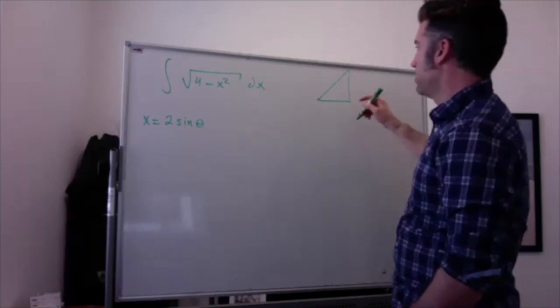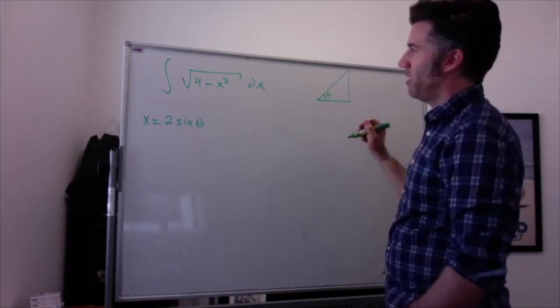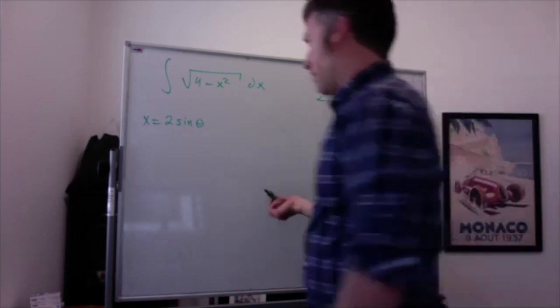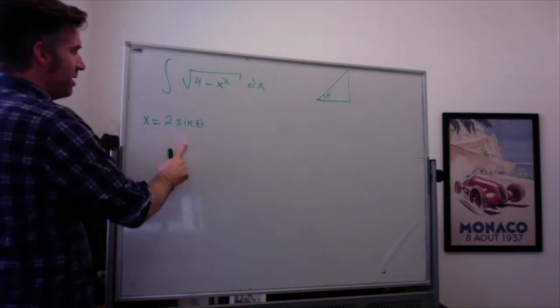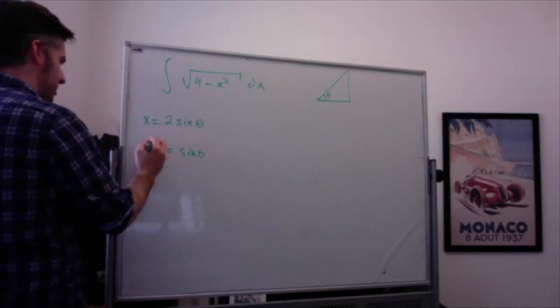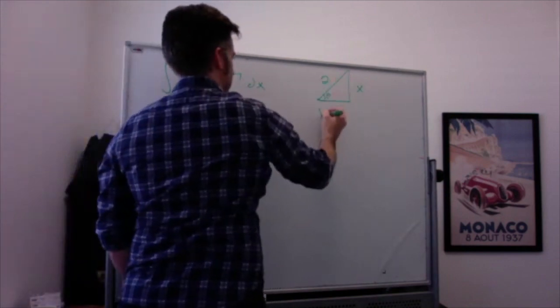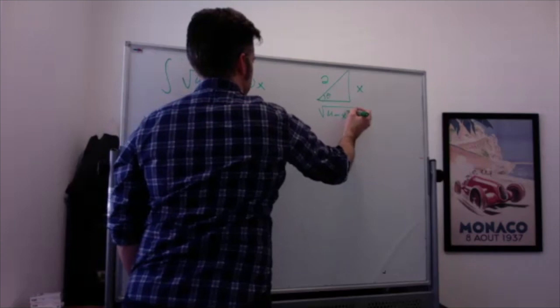The triangle here, I really don't think about it that way. What I really do is I think about this. Even though I know I need this, I have this: sine of theta is x over 2. So that's x, that's 2, and that's the square root of 4 minus x squared.